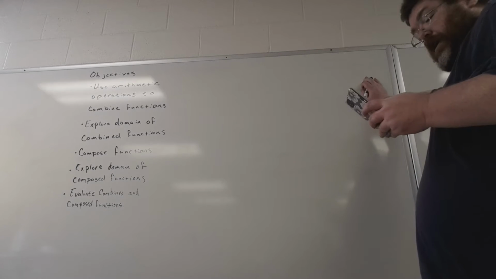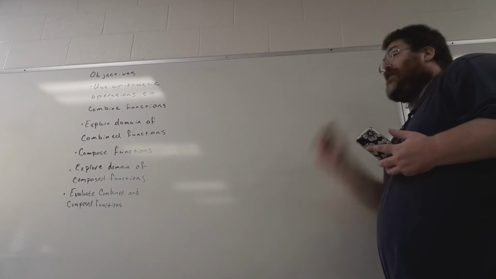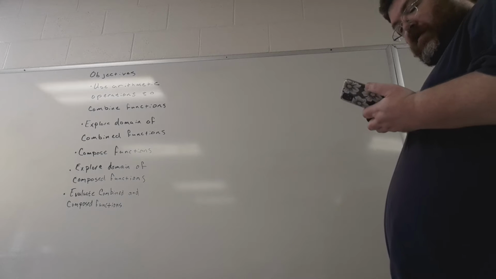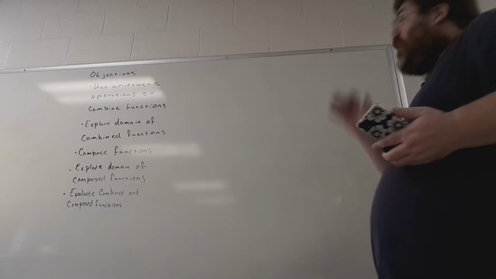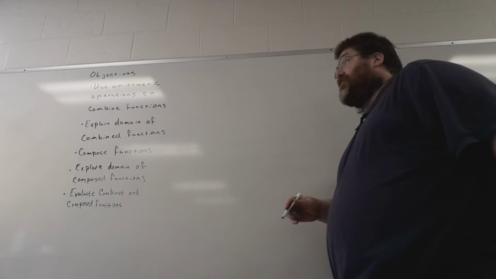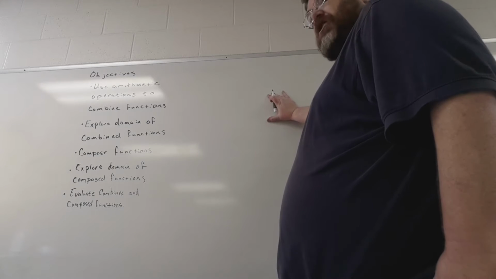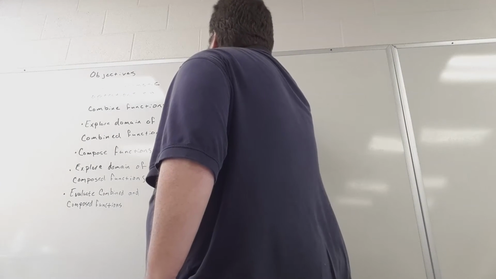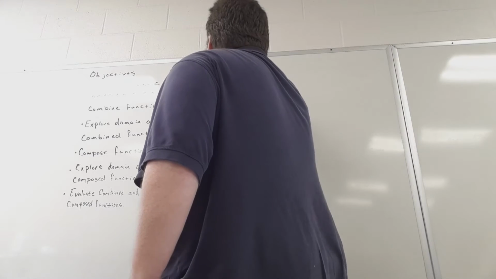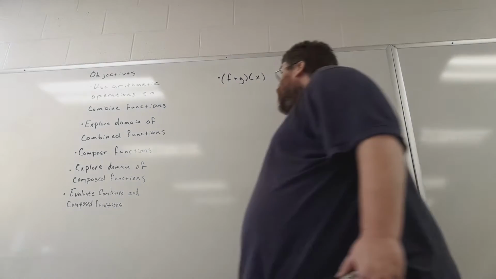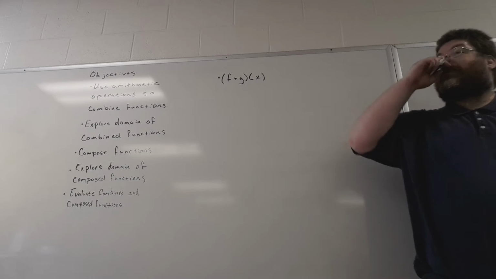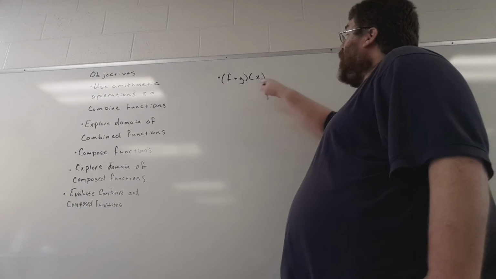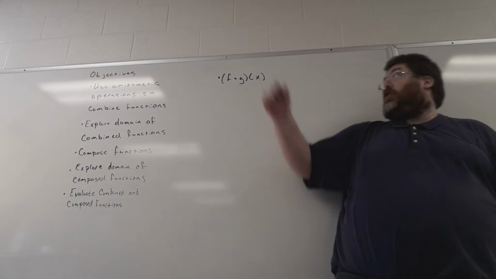So questions before we get started? All right. So when we're using our arithmetic operations to combine functions, we're introducing new function notation. So if I have this notation, f plus g of x, that's how we read this. It's still, the new function is f plus g. And our input variable, or our independent variable, is still x.